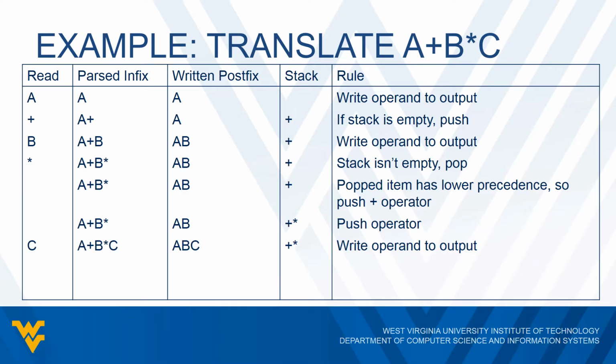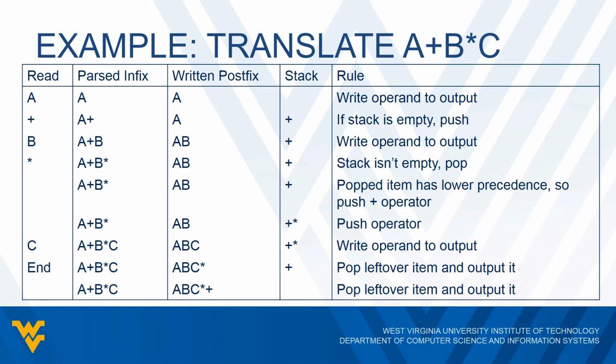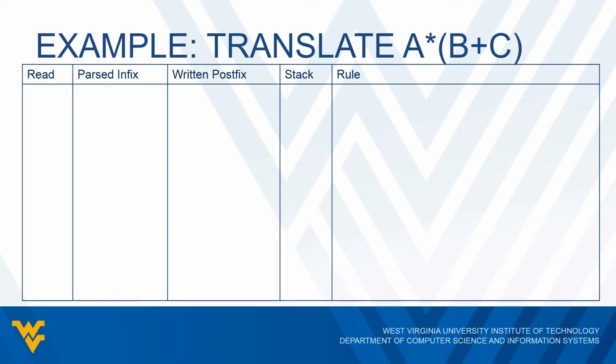We next read the C in our string, so we write that operand directly to our output. We then get to the end of the string, which means we need to pop everything that's left over in the stack and write it to our output. So we're going to pop the stack, and we get the multiplication symbol. So we're going to write that in our output string. We then pop the plus sign, and we write that to the end of our output string. And that completes this particular expression. Now let's do one more example.